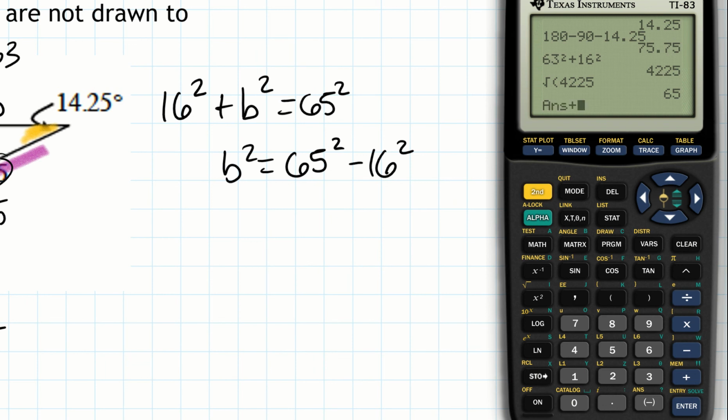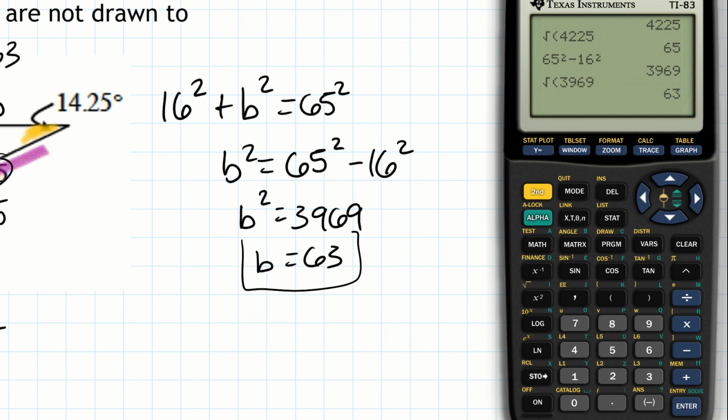So I'm going to go ahead on my calculator, clear this. I'm going to say 65, square that, minus 16 squared, and I get that B squared equals 3,969. And if I take the square root of 3,969, I get, that's what I wanted, that B has to be 63.